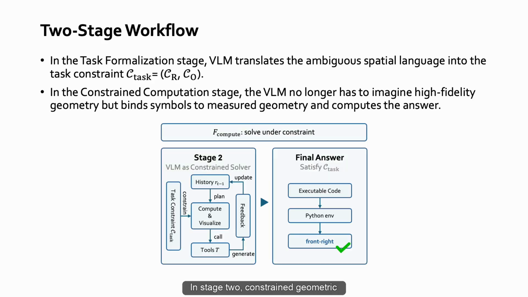In stage 2, constrained geometric computation, the VLM acts as a constrained task solver. It acquires geometry through tools such as reconstruction, detection, segmentation, object orientation, and code execution. All tool calls and code must satisfy the fixed task constraint. This gives us constrained geometric computation. The VLM no longer has to imagine high-fidelity geometry inside its lossy semantic space. Instead, it binds symbols to measured geometry and computes the answer.